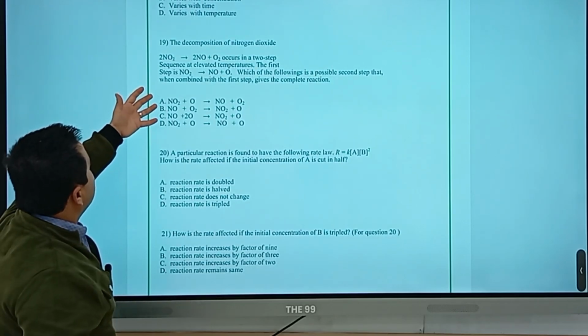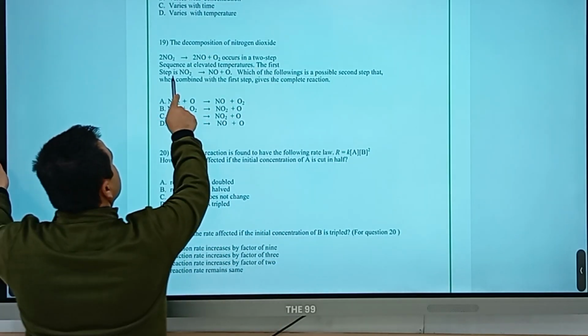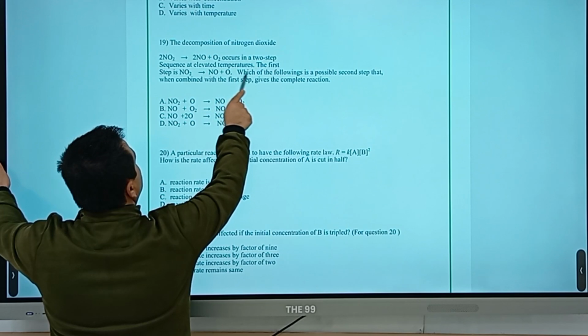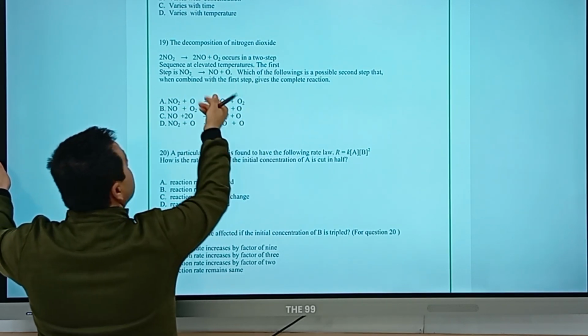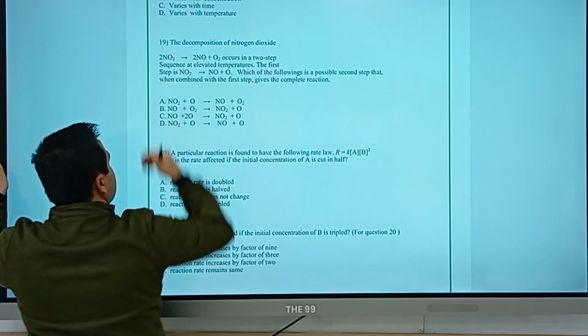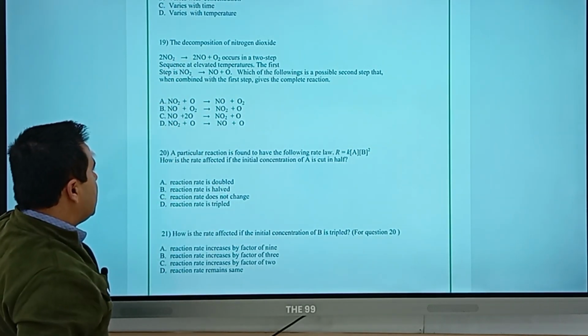Here we have the decomposition that occurs in a two-step sequence at elevated temperature. The first step is this. Which of the following is a possible second step of the mechanism? Just flip the first step and add it with the main reaction. You get the second step.